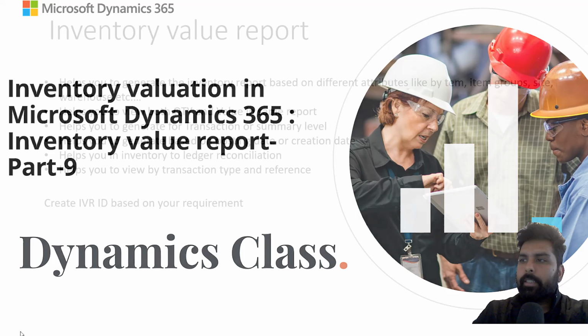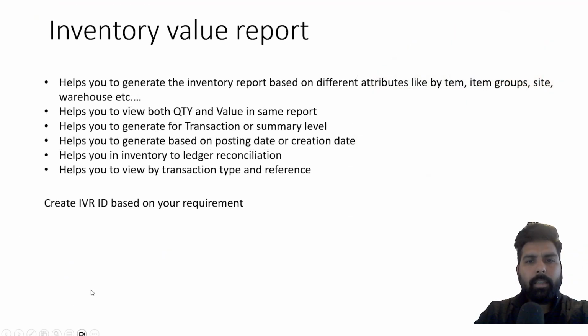So let's move to the next slide. These are a few key things about the inventory value report. It helps you to generate the inventory report based on different attributes like item group, site, and warehouse. It helps you to view both the quantity and the value of the inventory in the same report. It helps you to generate it at the transaction or the summary level. If you want to see for a product, as of today, your quantity and what is the value, or you want to see the breakup of that, it allows you to view that.